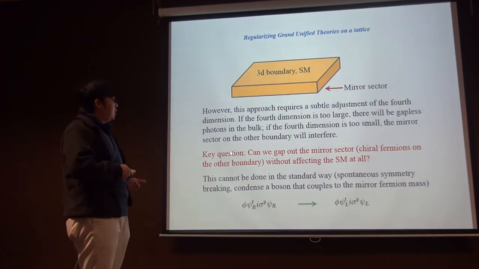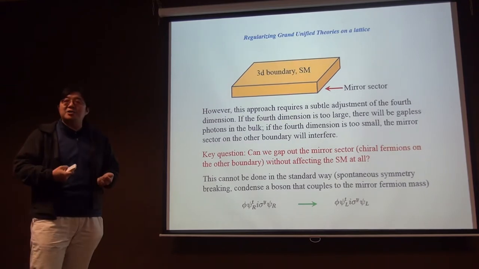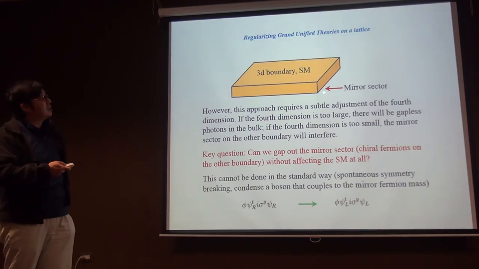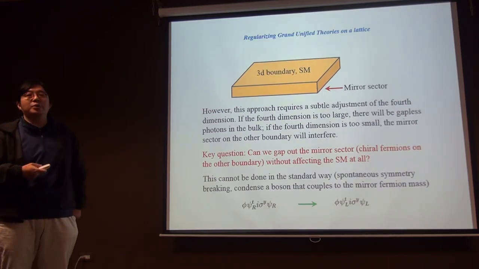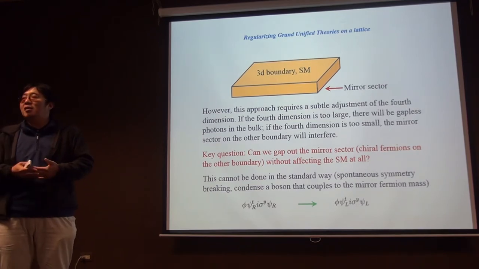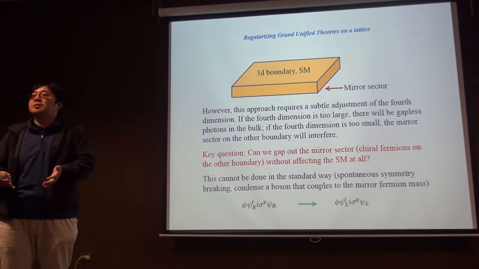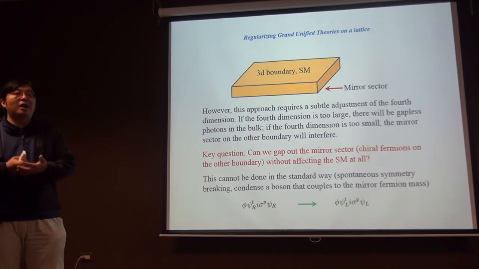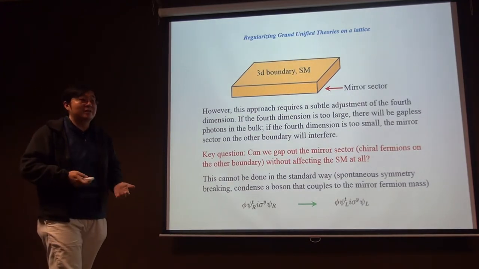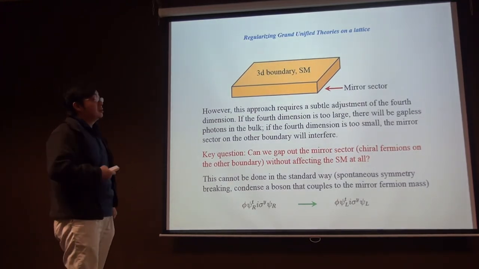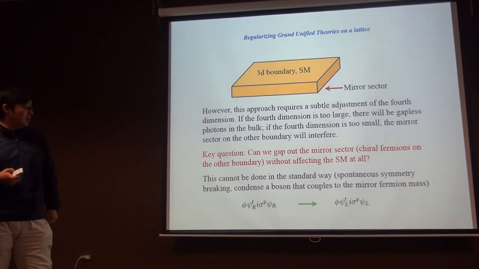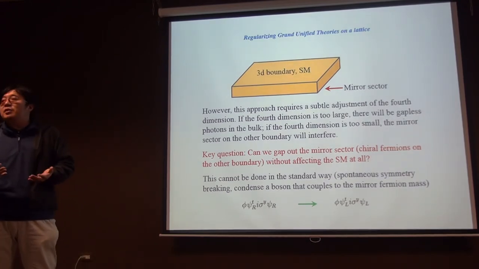Okay. So the key question we can ask is: is it possible for us to gap out the mirror sector on the bottom boundary without affecting the top boundary at all? Okay. Is that possible at all? If it is possible, then perfect. We just gap out the mirror sector, and we only have the top surface. But it turns out this again is not very easy to do.